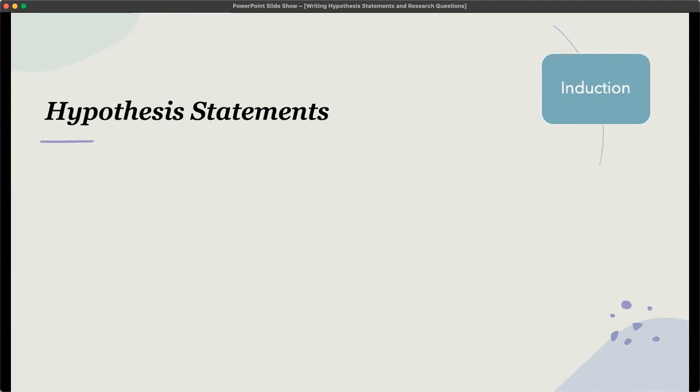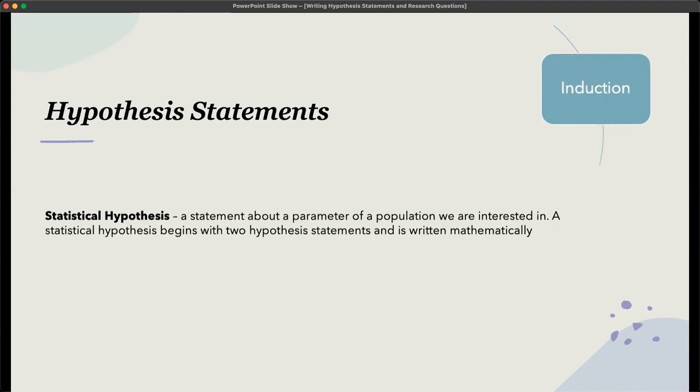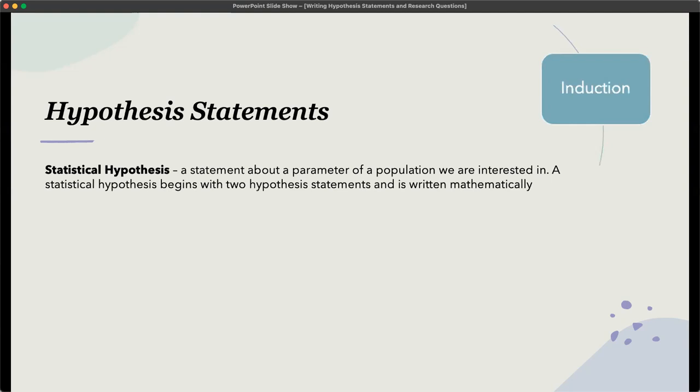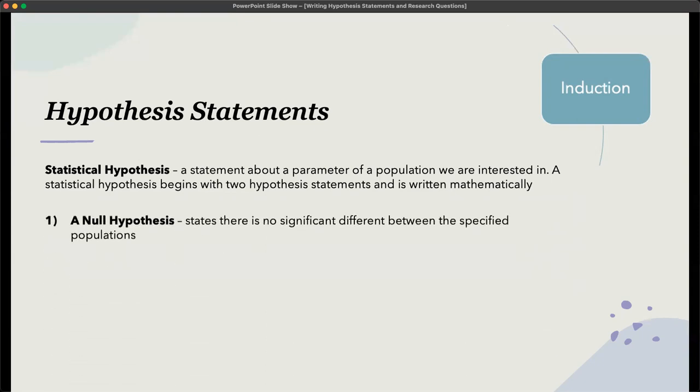The hypothesis statement, on the other hand, a statistical hypothesis is a statement about a parameter of a population we are interested in. A statistical hypothesis begins with two hypothesis statements and is written mathematically. Now, sometimes in research articles, you're going to see the research questions. You don't always see the hypothesis statements, but a good researcher always states their hypothesis. And so for your thesis, you should have the hypothesis statements.